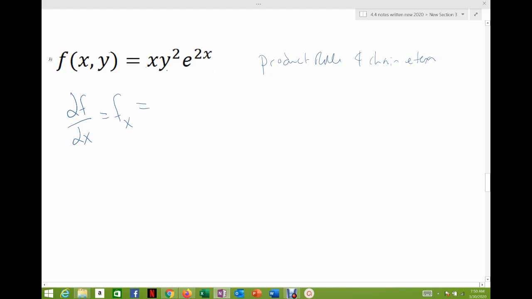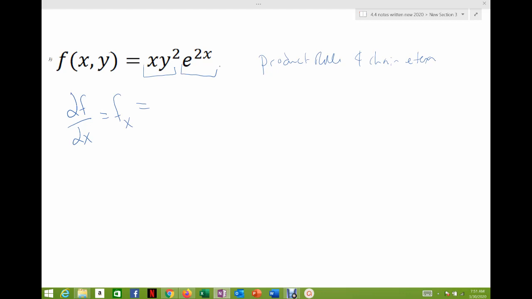Alright, now I'm going to pair the y squared with the x, since x is the simpler function. Remember, y squared behaves like a number. It would be like if it was x times 10. And then the e to the 2x is going to be my second function. So my first function is x times y squared. The second function is e to the 2x, which is going to require my chain rule.